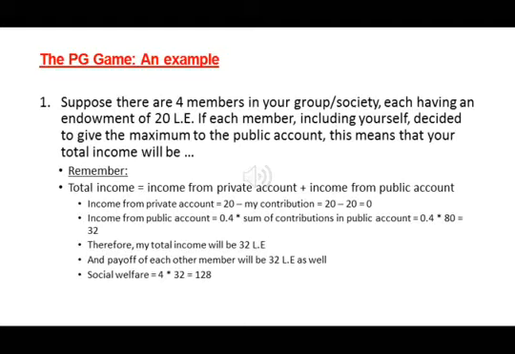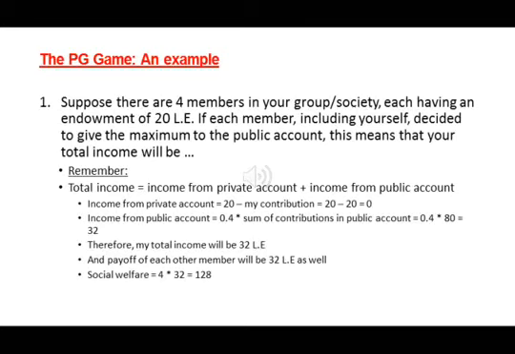Therefore, my total income will be the 32 that I will be getting from the public account plus the 0 from my private account, because I contributed everything to the public account, which will be £32, which, as you can see, is higher than your initial endowment. So when everybody contributes everything to the public account, in other words, we can apply this to real world problems like taxes. If everyone contributes his fair share of tax, everyone in the society will benefit.